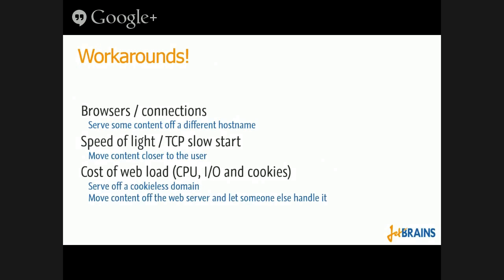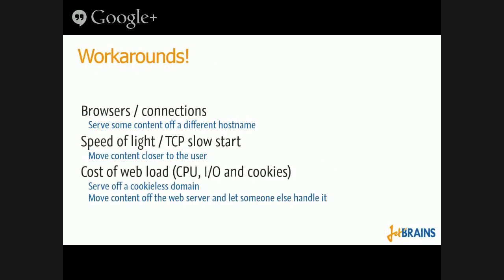But as a good developer, what do we do when there's a problem? Don't solve the problem, find a workaround, right? So there's a couple of workarounds you can do around these browser and connection, speed of light, and so on. In terms of browsers and connections, the answer is pretty simple. Just have multiple host names so you can max out the number of connections your browser supports, and not only the connections per host, so the entire spectrum you want to have there.